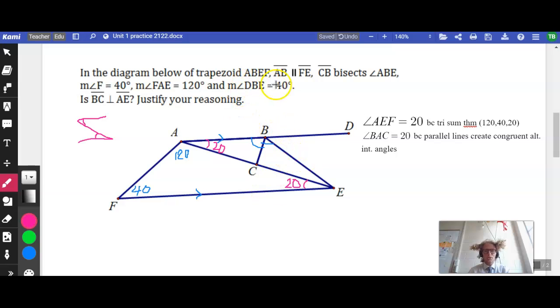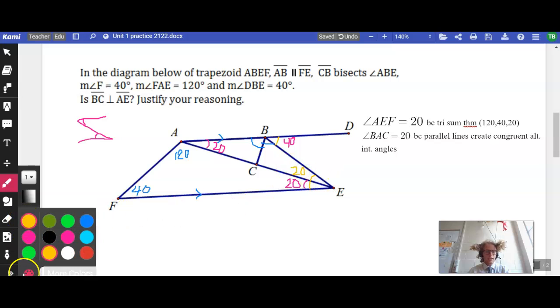Oh, they also told us that the measure of angle DBE is 40. I forgot to mark that one. Okay, so that's 40 right there. And I'm seeing another Z shape. So that means I have another set of alternate interior angles. Except this time, this entire angle and this entire angle are the alternate interior angles. So this whole angle is 40, which means that this angle is 20 as well.